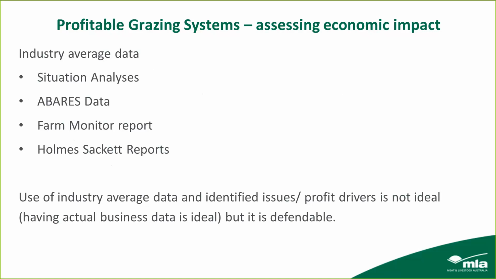There's the Farm Monitor report, there's the Holmes & Sackett reports, and there'll be others as well, which give good information on industry performance, what the top performers are doing, which will help you in identifying the issues or profit drivers for what you're doing. Using the industry average data and the identified issues and profit drivers is not ideal. Having that information for the businesses or groups you're working with is ideal, but in the absence of that information, it's defendable to use industry averages and identified profit drivers.